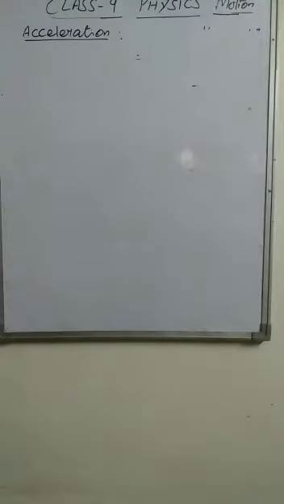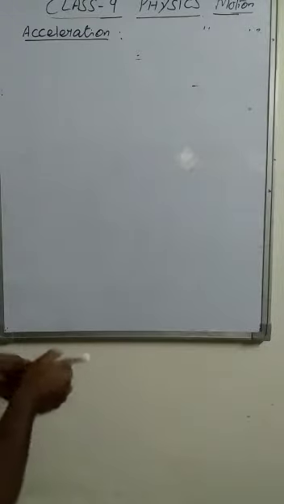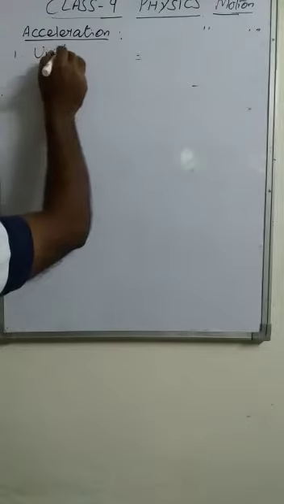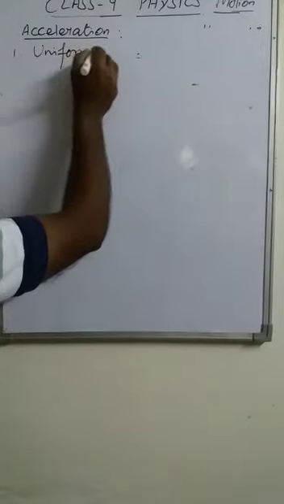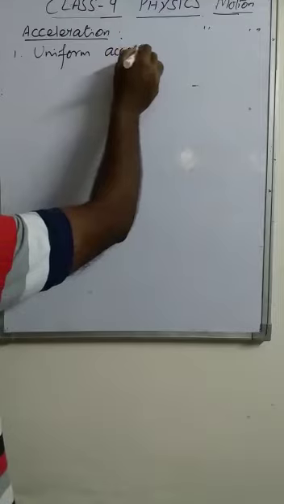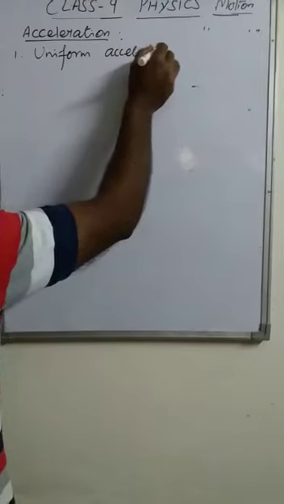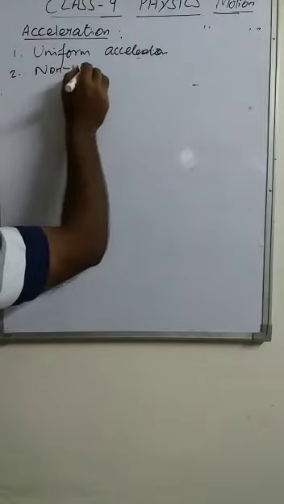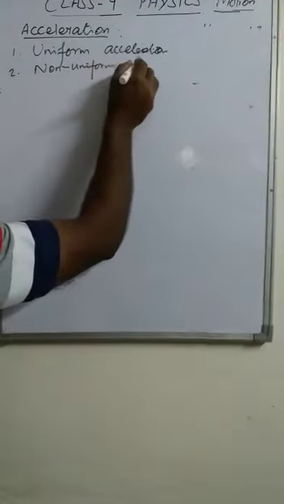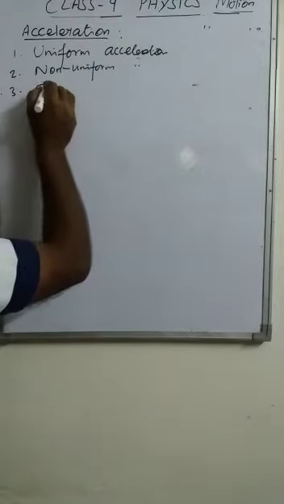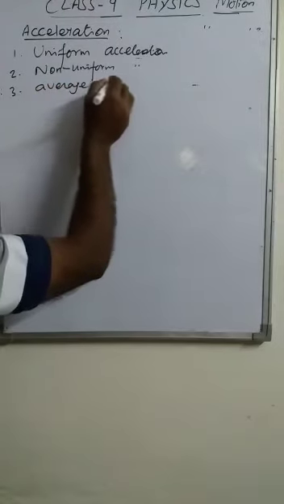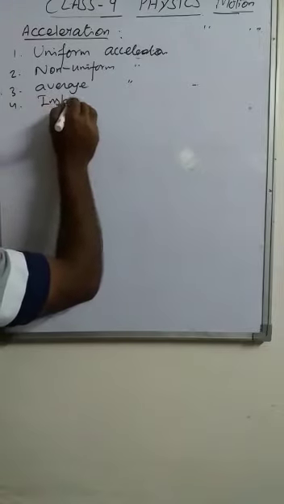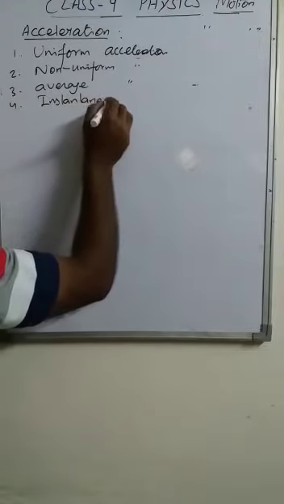In speed and in velocity also, we classified into four types. That is uniform acceleration, non-uniform acceleration, average acceleration, then instantaneous acceleration. These are the four types of acceleration.